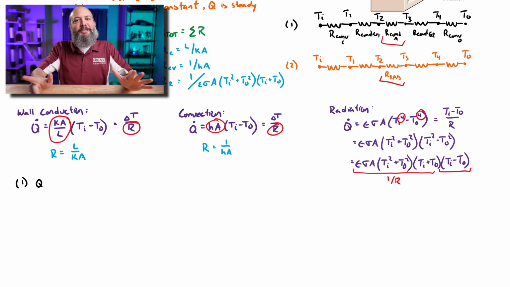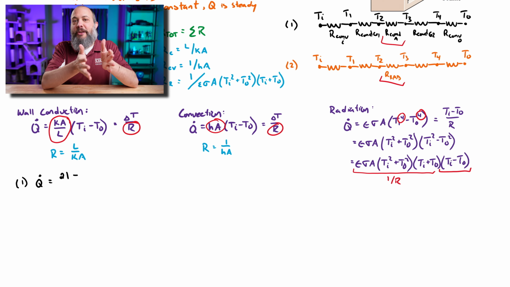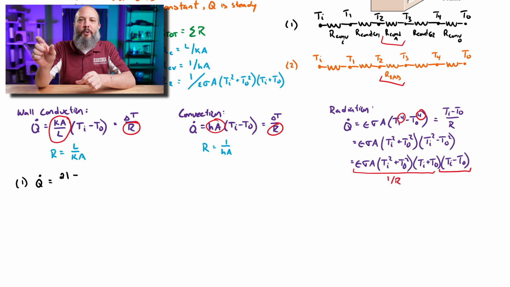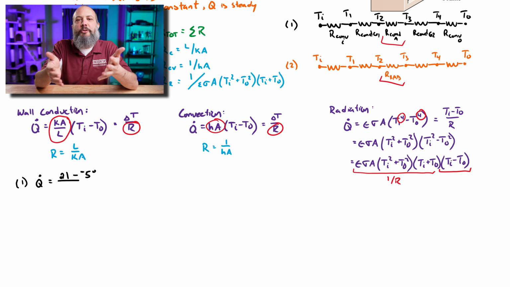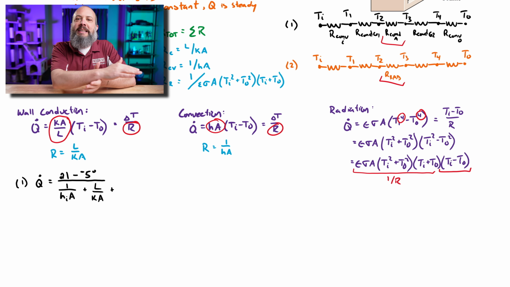All right, so time to plug in some numbers and let's actually make some progress towards getting to an answer now. So this is for the first electrical circuit where we're assuming there's air in the middle. We've got 21 degrees and -5 degrees up in the numerator. And then the denominator is the 5 thermal resistances all added together because they're all in series.